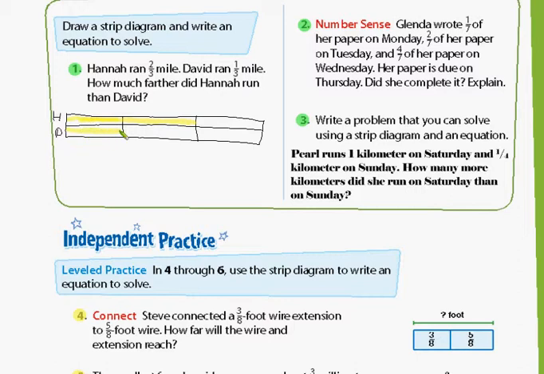And David ran 1/3 of a mile. So we try to figure out what the difference is. It's asking how much further did Hannah run than David? And you can see that Hannah ran 1/3 further.